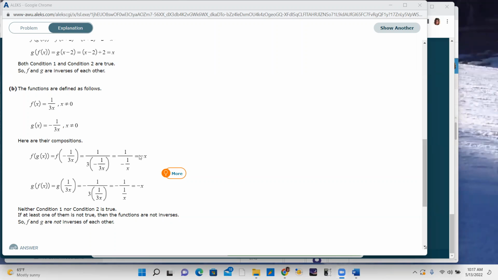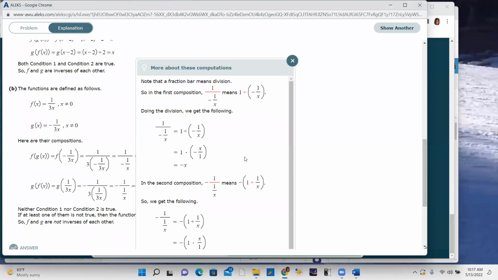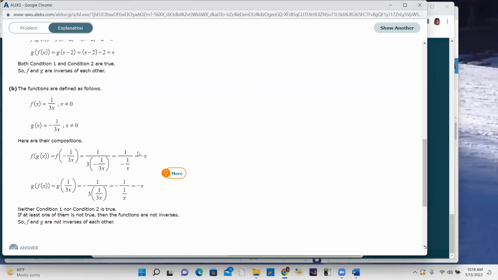As soon as you get one that's not x, you can stop right there, because they both have to give you exactly x. So here they actually show, right? It's the top divided by the bottom. So you invert this and multiply. So again, as soon as you get something that's not exactly just x by itself, then you know that they are not inverses of each other.